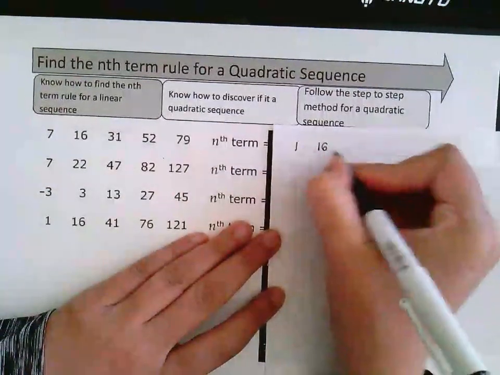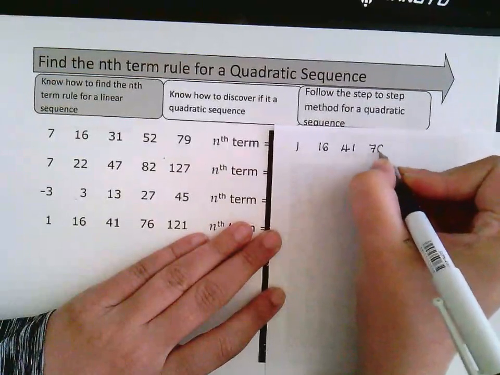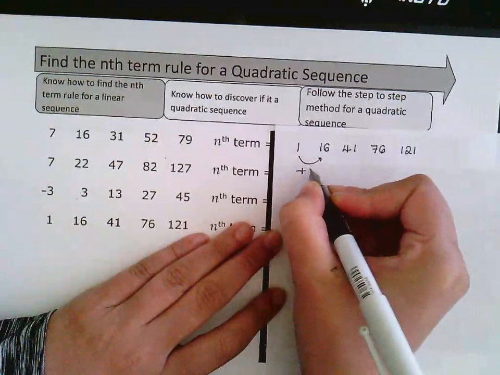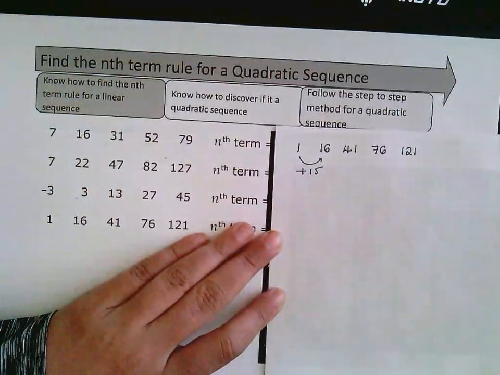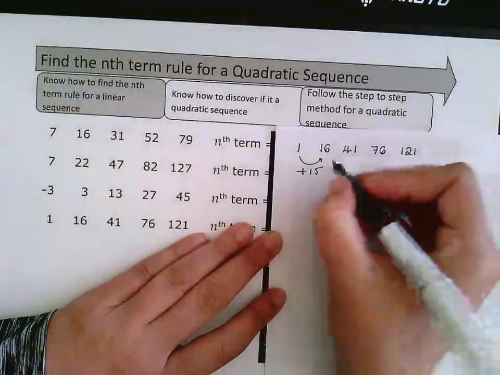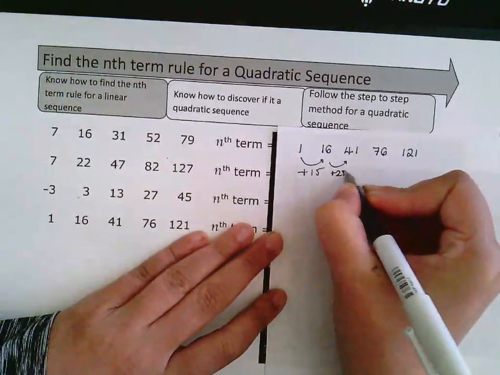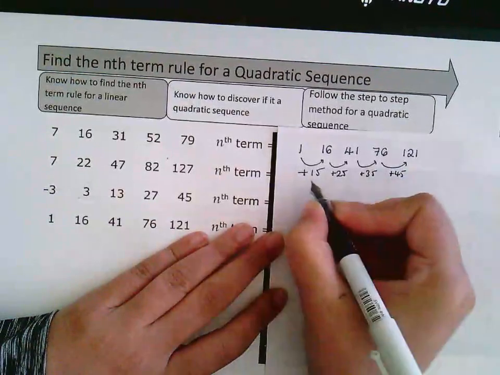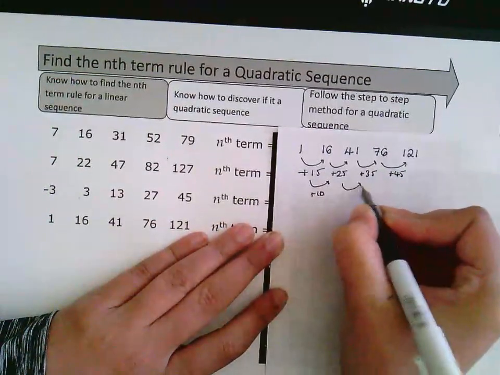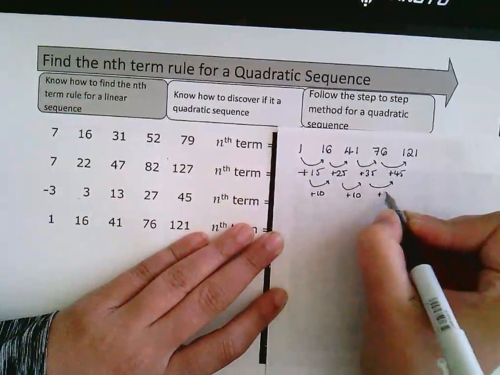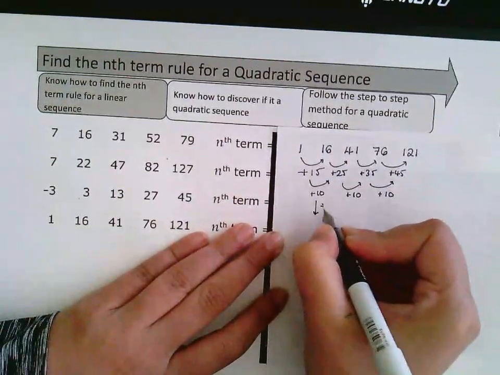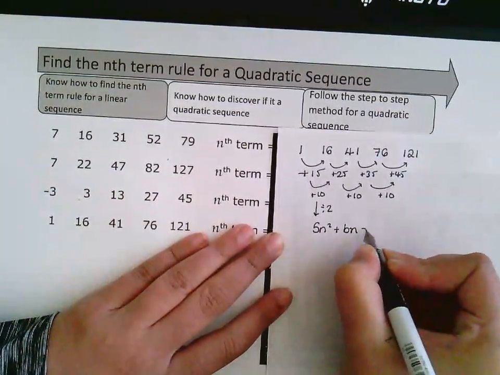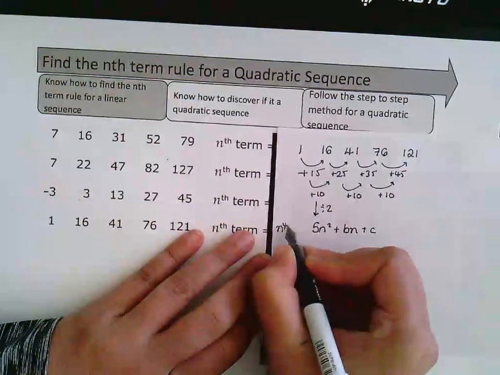1, 16, 41, 76, 121. This goes up by 15. Then we go up by 25, 35, and then 45. So these are going up by 10 each time. Divide that by 2. 5n squared plus bn plus c. This is our nth term.